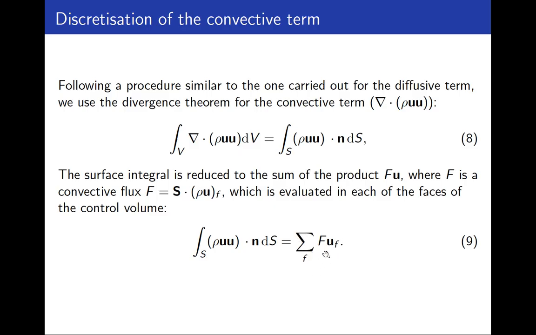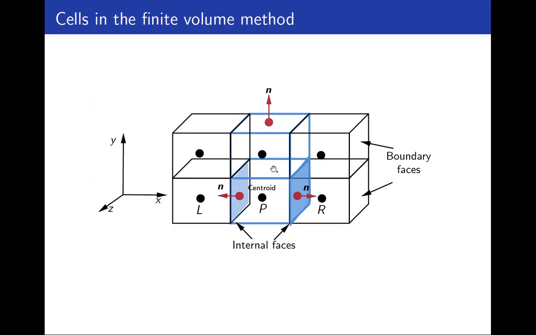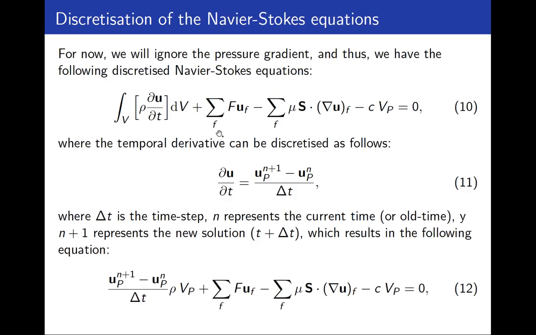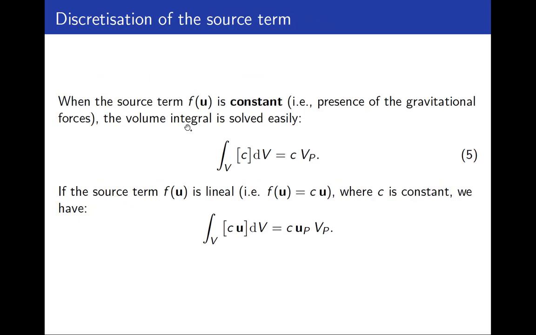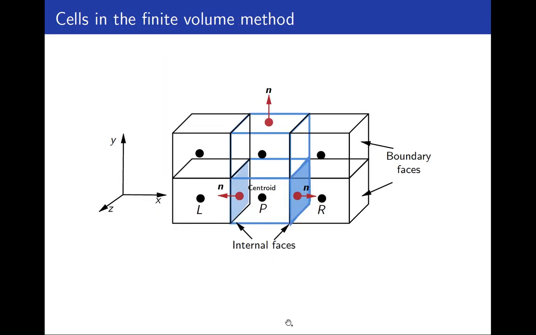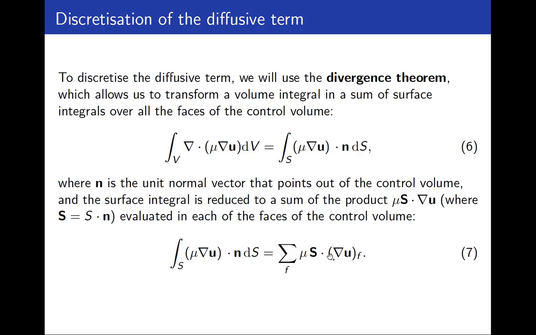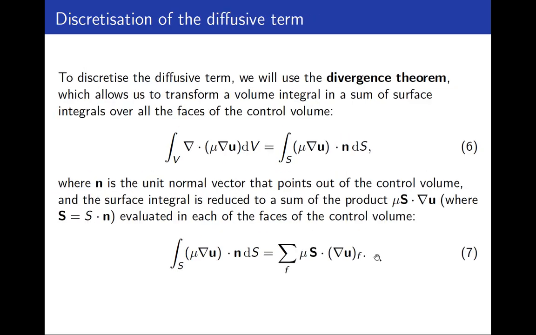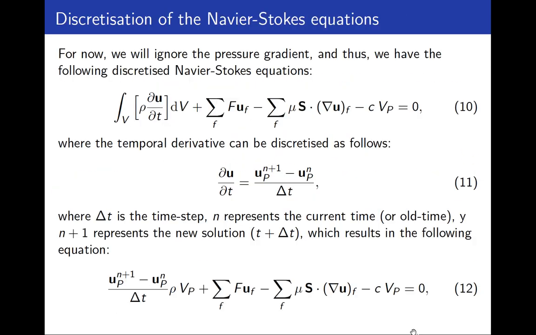So this surface integral becomes just this quantity. You have to sum this product in each of the faces of the control volume. In the case of this cell, we have 6 faces, so you have to estimate this product and then sum it, and then you will have the surface integral that will be equivalent to this volume integral. So now, in our equation 4, we will consider a constant source term, and we will substitute equations 5, 7, and 9 into equation 4, and then we will end up with this equation 10.